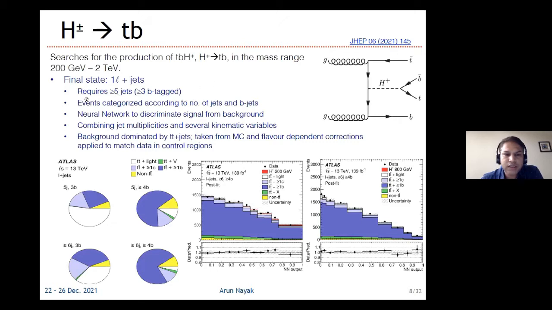The analysis is a multivariate analysis using a neural network to discriminate signal from the background, which combines jet multiplicities and several kinematic variables. The background here is again dominated by the t tbar plus jets, which is taken from Monte Carlo, and then flavor dependent corrections are applied to match to the data in control regions. Here you see the various jet and b jet categories. There are 4 such categories, and here is the distribution of the neural network output for 2 such categories, one with 6 jets and one with greater than or equal to 4 jets.